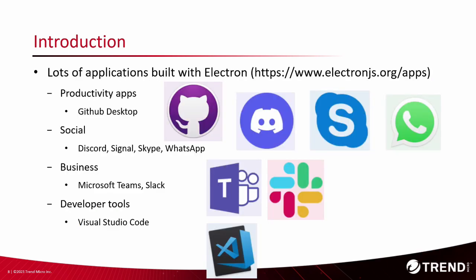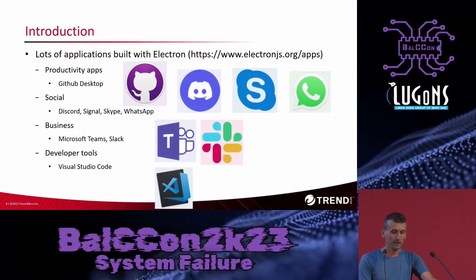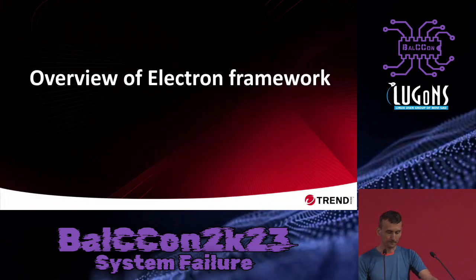Electron is very popular. If you go to their website, you can see that they boast that more than 500 different applications are built with Electron, and some very well known applications like GitHub Desktop, Discord, Skype, WhatsApp, Teams, Slack, Visual Studio Code, and hundreds of others.